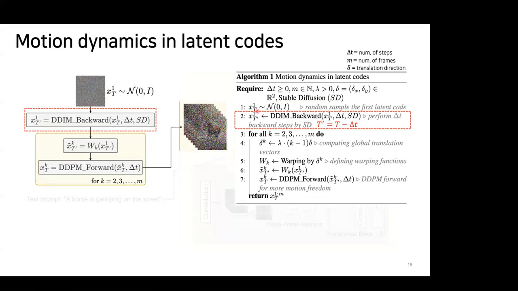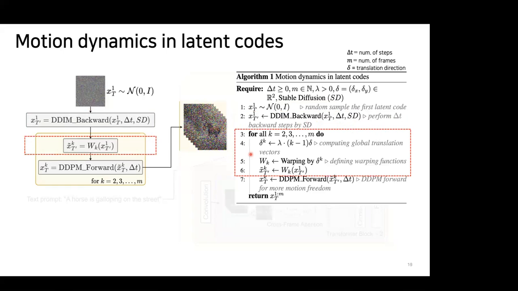So large T here was sampled from Gaussian noise. And then we do the denoising process until T prime. And T prime is T minus delta T here. So we denoised to a certain amount. And then we are going inside this for loop, which starts from second frame to mth frame. So in this for loop, we compute this global translation vector, which is defined with multiplying lambda times k minus one times this delta. Delta was this translation direction. And by this computation, we can get each global translation for each frame.